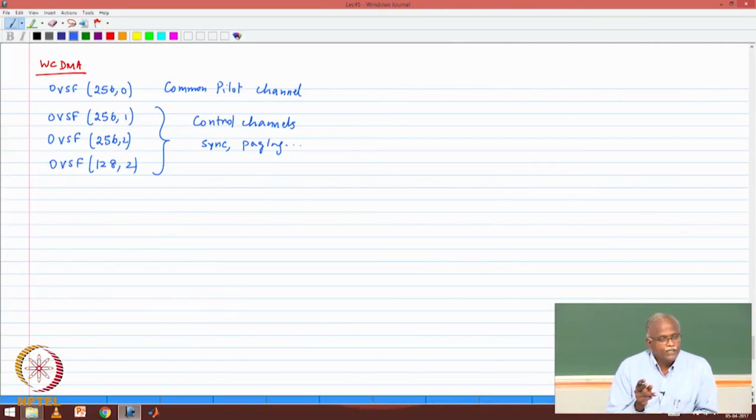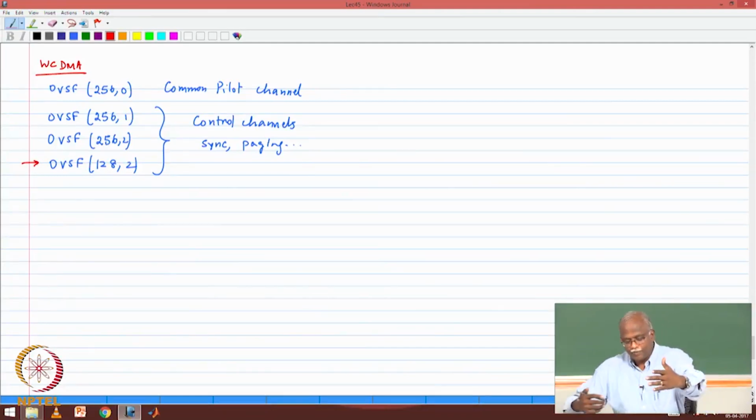Now, why would somebody use a spreading factor of length 256 and a spreading factor of length 128? What does this tell you? This particular channel has a higher data rate. So, in order to accommodate the higher data rate, they said, okay, instead of adding more and more channels, I'm going to use 128,2 and send it in a more compact fashion. Okay, so this is the structure.